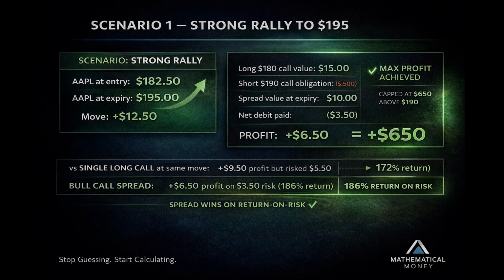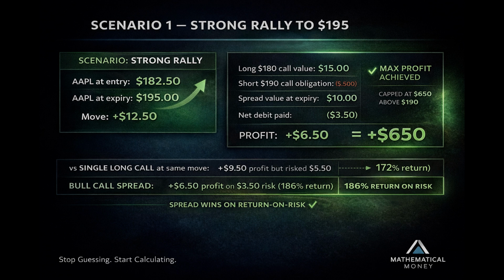Scenario 1. Apple rallies strongly. 45 days later, Apple moves to $195, a strong $12.50 move from entry. Your long 180 call is worth $15 intrinsic value. Your short 190 call is worth $5. You owe this to the buyer. Spread value at expiry: 15 minus 5 equals $10. You paid $3.50. Profit: 10 minus 3.50 equals $6.50, $650.